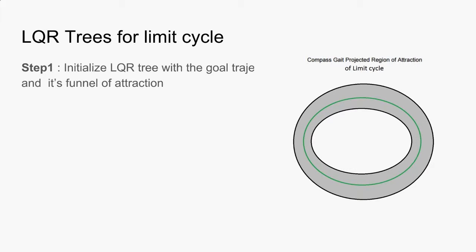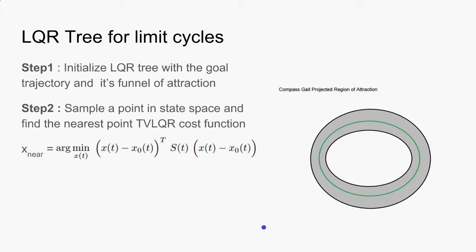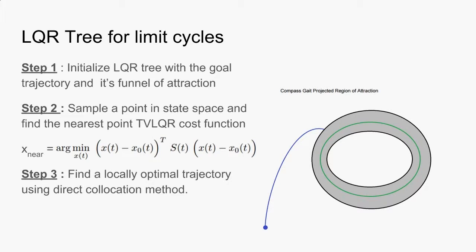So here is the LQR tree algorithm itself. First we add the funnel of attraction of the goal trajectory itself into the tree. Now we sample a new point and we find the nearest point in the existing tree according to the cost-to-go metric of the LQR controller. So we find the point that is nearest to this according to that cost-to-go function given by this, and we plan a trajectory from the sampled point to this nearest point using trajectory optimizers. We'll be using a direct collocation method to plan this trajectory in blue.